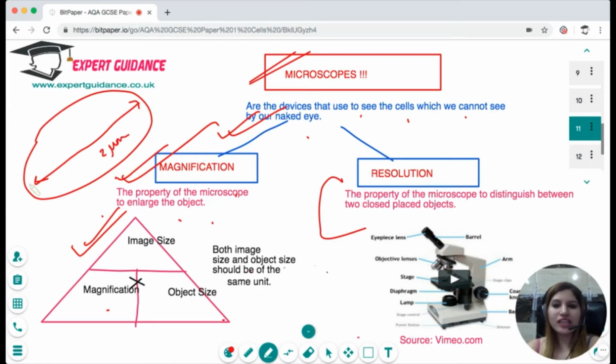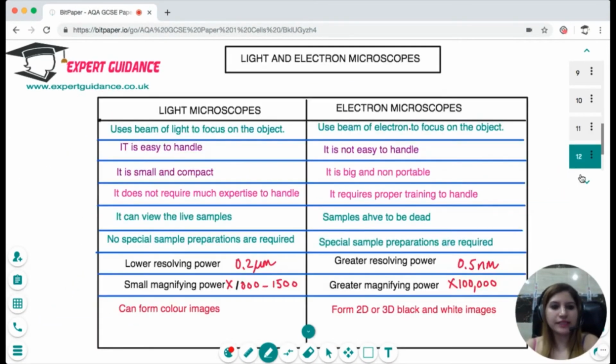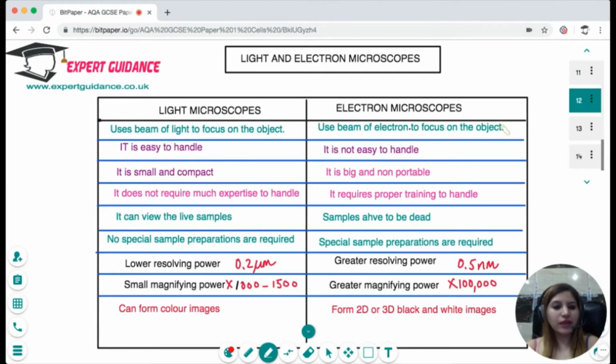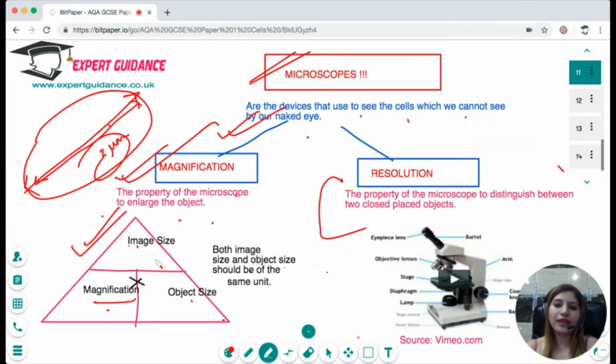In that case, you take your ruler and measure this actual length, which will be the image size. The object size they have already given you, 2 micrometers. Make sure you make the units the same by the chart that I have just discussed. I'll put it up again. Then you find the magnification by doing the image size over the object size. The table that is given before helps you convert the different units into a single unit. And remember, for magnification, both image size and object size should be in the same unit because magnification is a ratio.